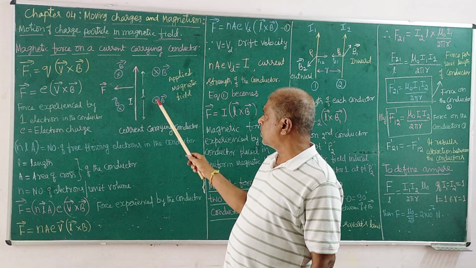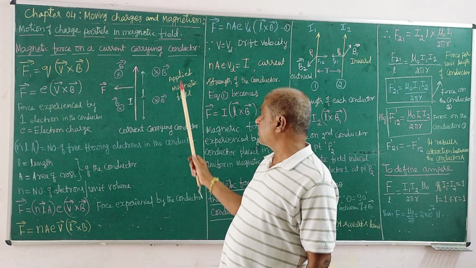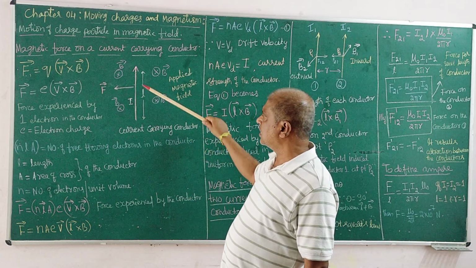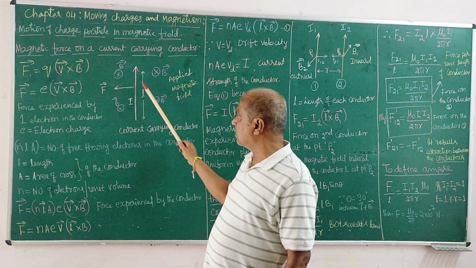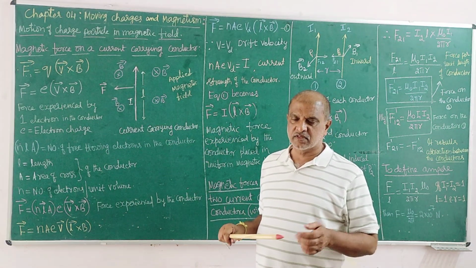And these two are perpendicular to each other, and the force must be perpendicular to these two. The perpendicular direction either towards left side or right side. That is the one decided by Fleming's left hand rule.